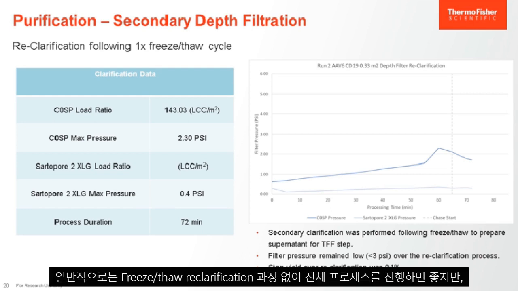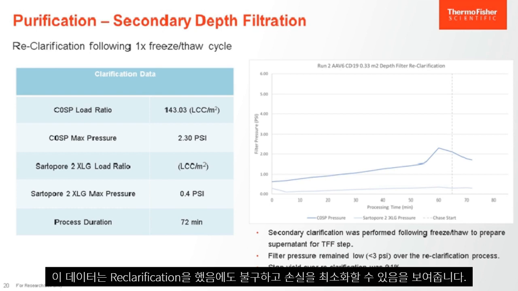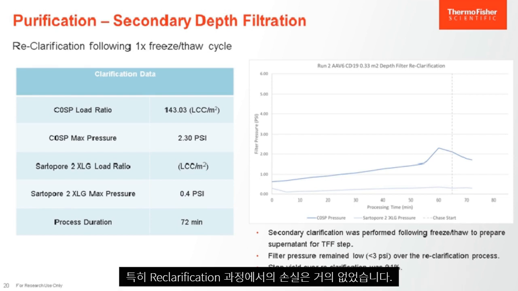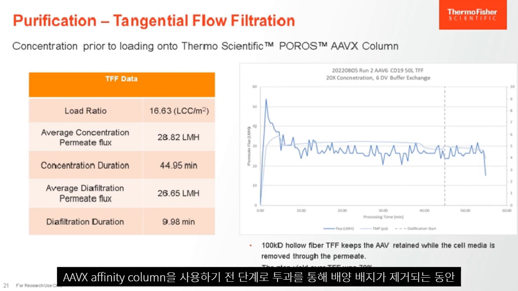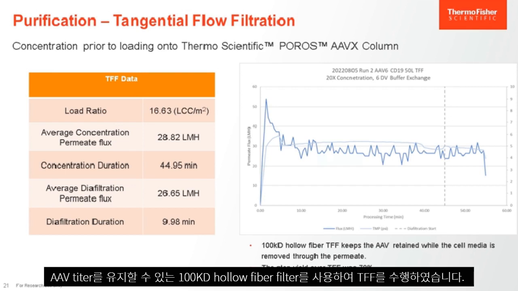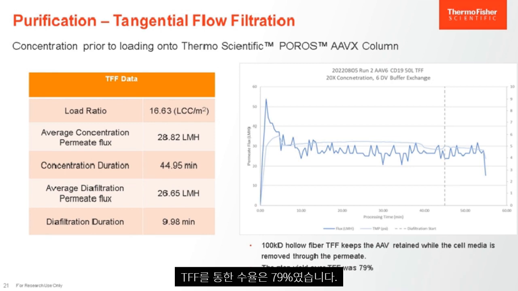Typically, one would like to go through this entire process without a freeze-thaw reclarification, but I think these data also show that even in the worst-case scenario where we go through a freeze-thaw reclarify, we're losing very little on that reclarification step. Next, to concentrate the material prior to going on to the AAVX affinity column, we performed, as mentioned, TFF using a 100 kD hollow fiber filter that allows the AAV to be retained while the cell media is removed through the permeate. And here the step yield of TFF was 79%.